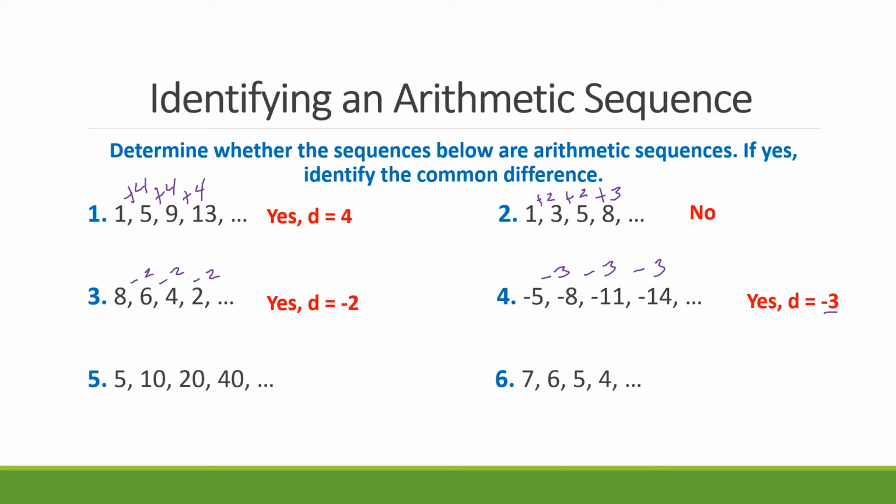Number 5. From 5 to 10, we're adding 5. From 10 to 20, we're adding 10. So we can actually stop here because we're not adding the same number. So we can just go ahead and say that no, this is not an arithmetic sequence. And our last one here, number 6, from 7 to 6, subtracting 1, 6 to 5, minus 1, 5 to 4, we're subtracting 1. And so yes, this is an arithmetic sequence, and our common difference is -1.